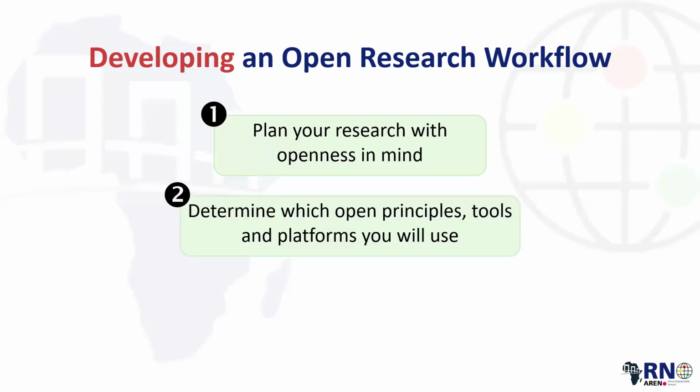The second one is to determine which open principles, tools, and platforms you use. Like I said earlier, open science is broad, the principles are broad, and because of that, the tools are so many. So you have to decide that if I'm going to go with open data, what are the tools I'm going to use to collect my data? Is it open source? Can I easily share the data in an interoperable way? Does it go by the FAIR principle? You have to consider all these things.